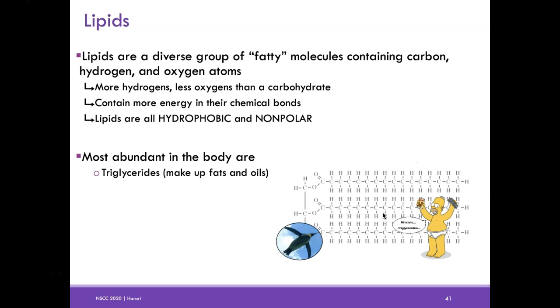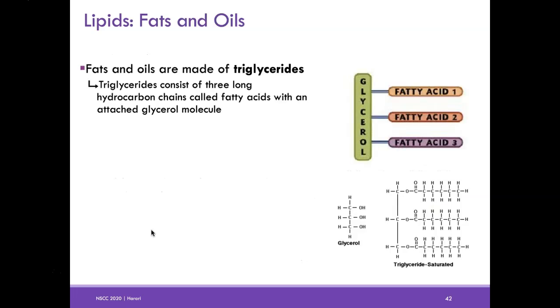The most abundant in our body are triglycerides. We have a lot of triglycerides in our fats. Triglycerides also make up oils in plants. We also have phospholipids in our cell membranes, and steroids. So steroids, fats, and phospholipids are all lipids.